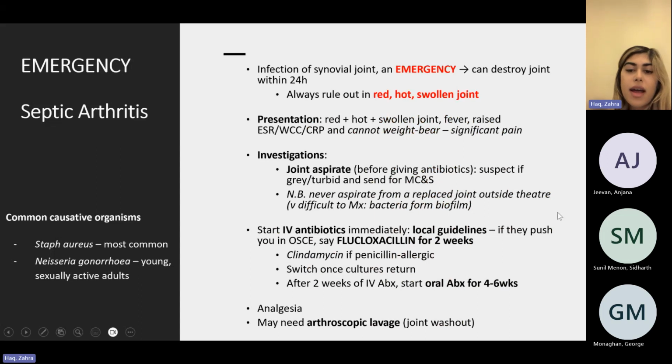Okay, and then, as I said, if this does continue, we'll need to take it to theatre for a full lavage. And this is the first point of call if someone does have a joint replacement in that joint that is red and swollen.